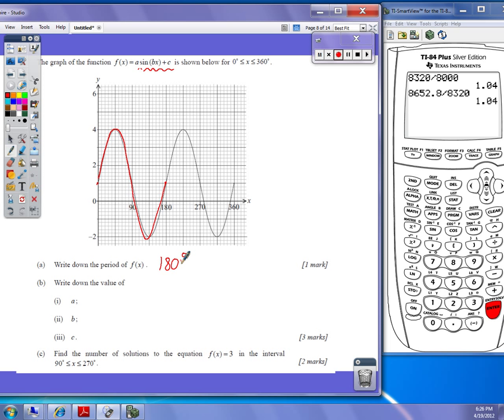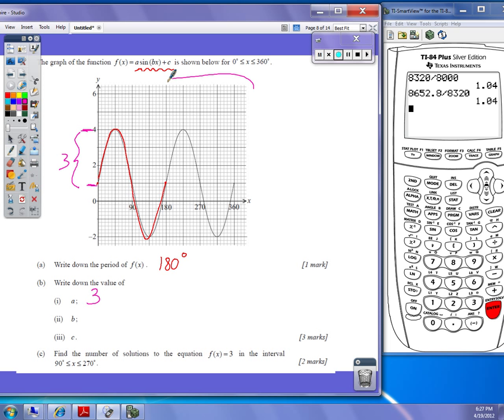And then they ask us to write down the values of A, B, and C, and remember that IB puts the letters in a different order than we learned in pre-cal, if you had pre-cal. So A is, in this problem, the amplitude, and the amplitude's always a positive number, and here my amplitude goes from 1 to 4, and that distance is 3. So the amplitude is 3.